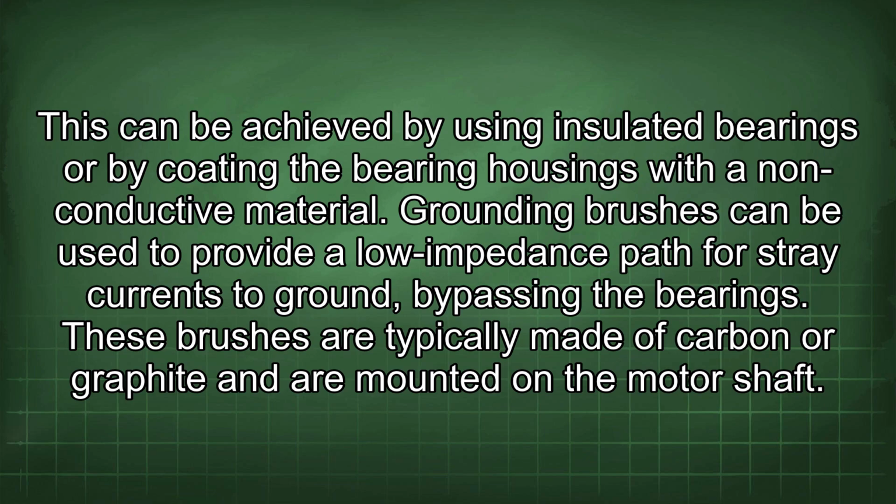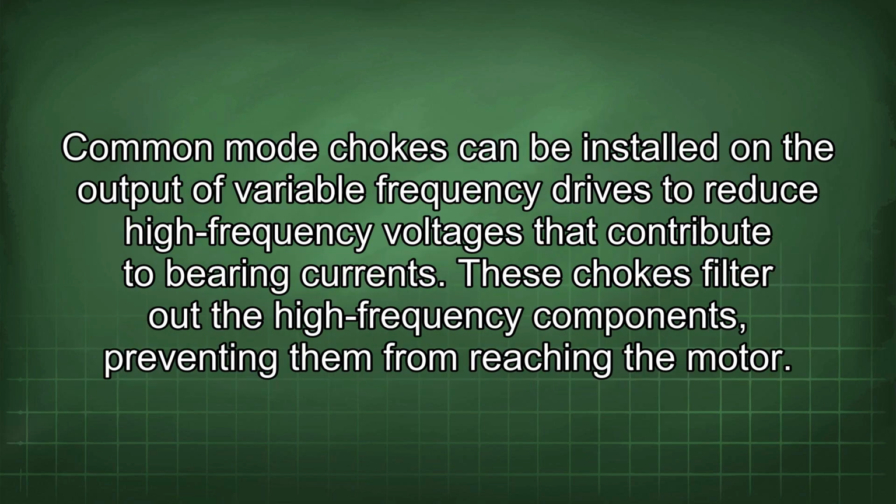Grounding brushes can be used to provide a low impedance path for stray currents to ground, bypassing the bearings. These brushes are typically made of carbon or graphite and are mounted on the motor shaft. Common mode chokes can be installed on the output of variable frequency drives to reduce high-frequency voltages that contribute to bearing currents. These chokes filter out the high-frequency components, preventing them from reaching the motor.